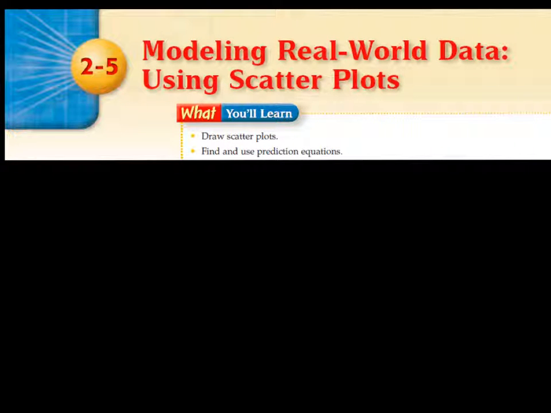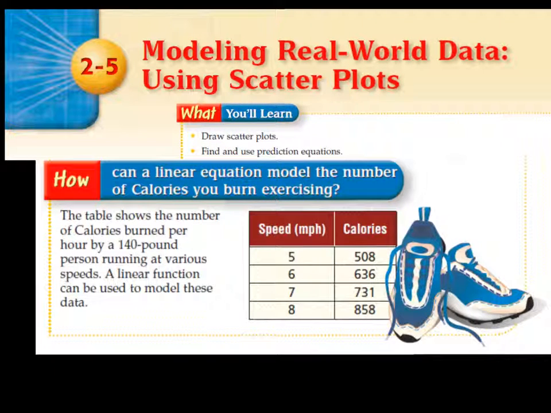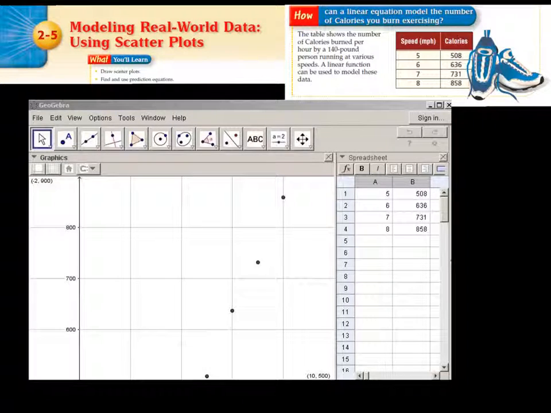In this lesson, we'll look at how to draw scatter plots and find and use prediction equations. How can a linear equation model the number of calories you burn exercising? The table shows the number of calories burned per hour by a 140-pound person running at various speeds. A linear function can be used to model these data. They did nothing with the rest of the problem.